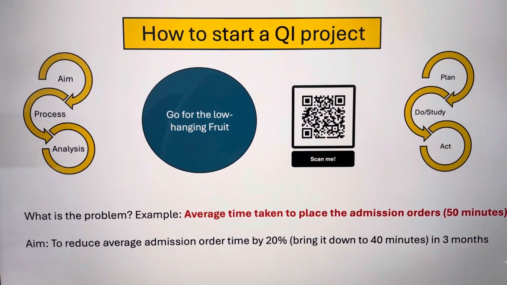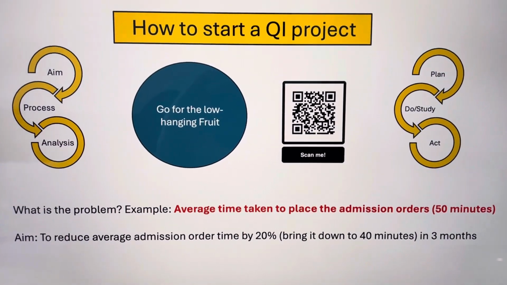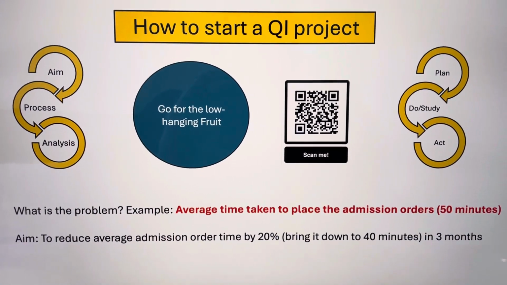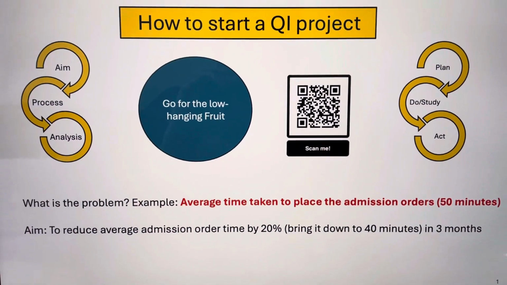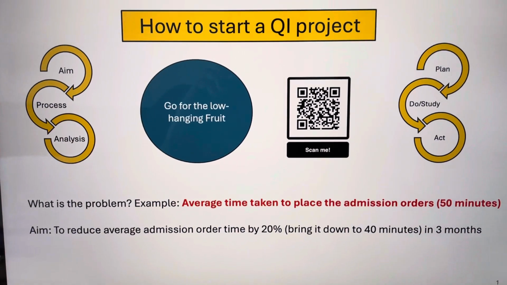So for example, here we're going to take an example that you have noticed that the average time taken to place the admission orders by the resident is 50 minutes. So right here, there's a quality project. You can reduce the time, and the aim is you're planning to reduce it by 20%. So how do we go about it?